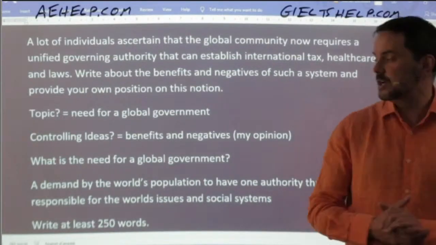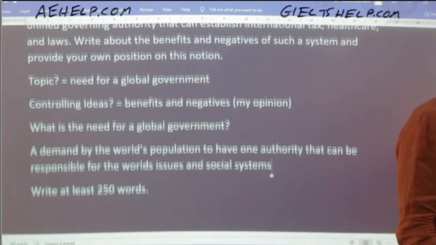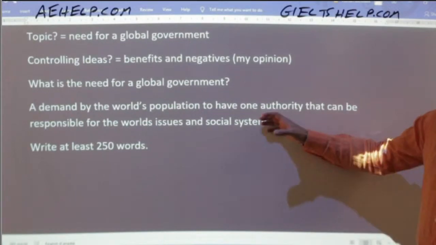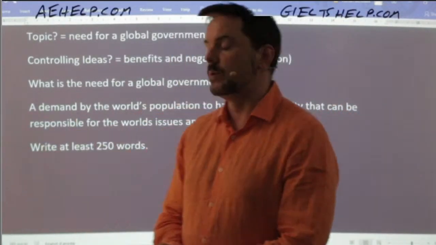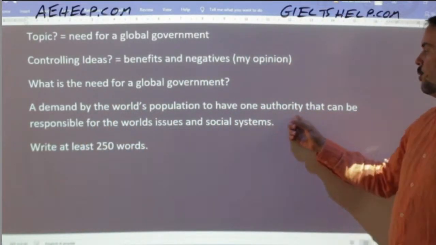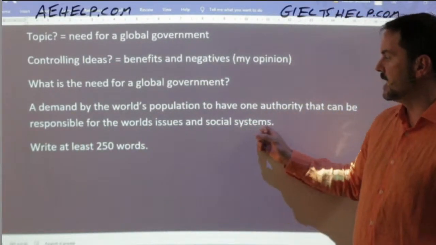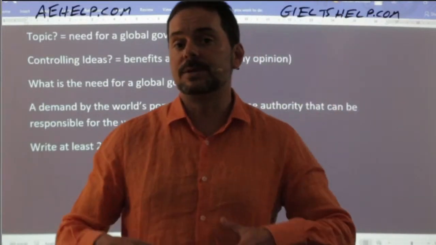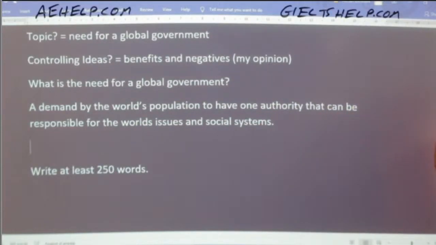So these questions might seem simple, and they should be. Your answers need to be accurate and detailed, and that's how you can really generate some good lexical resource, some nice grammar as well. So here, it's a demand by the world's population to have one authority that can be responsible for the world's issues and social systems. Okay, now we have a clear idea of what this need for a global government is. So let's ask the why question.